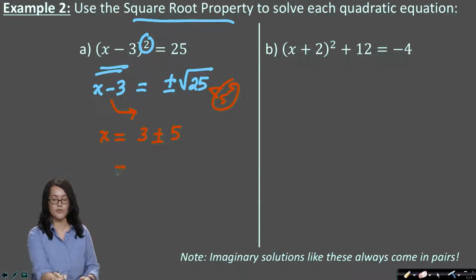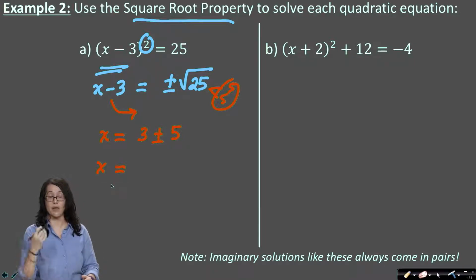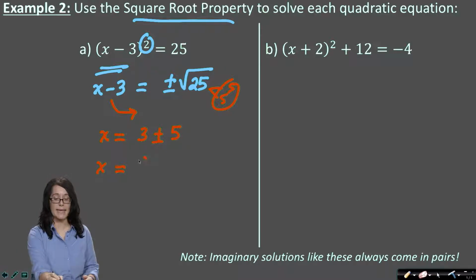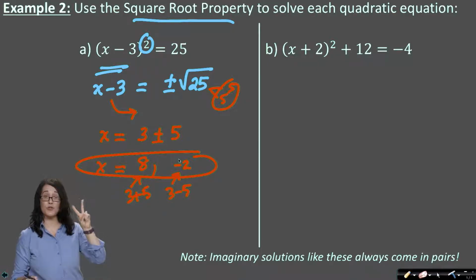So what could these answers really be? 3 plus 5 would be what? Yeah, 8. That's 3 plus 5 if you're wondering where that 8 came from. What's the other option? 3 minus 5? Yep. And 3 minus 5 would be what? That's right, -2.